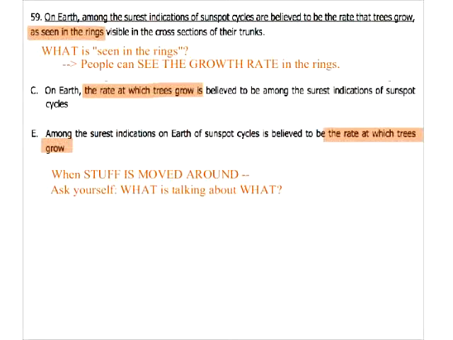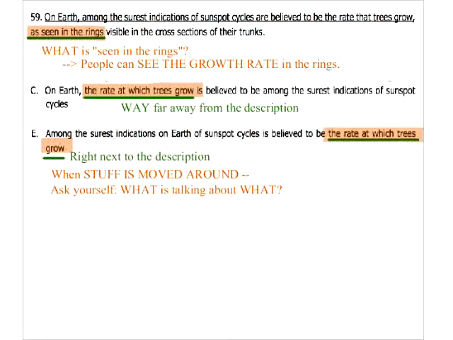So that is a description of the rate at which trees grow. So this is really unnecessarily far away from that, and this is right next to it. So that's one strike in favor of E and against C. Like, this is way far away from the description. This is right next to the description. Also, what's on Earth?